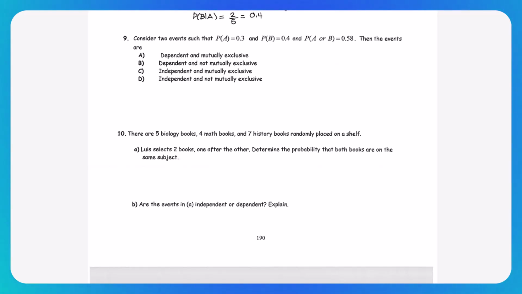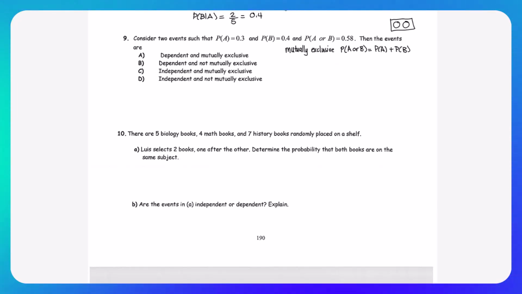We know that if events are mutually exclusive, the probability of A or B equals the probability of A plus the probability of B. That's because if they're mutually exclusive, they're disjoint, they're not touching, which means there's no overlap and we don't have to subtract the intersection, because the intersection is 0.